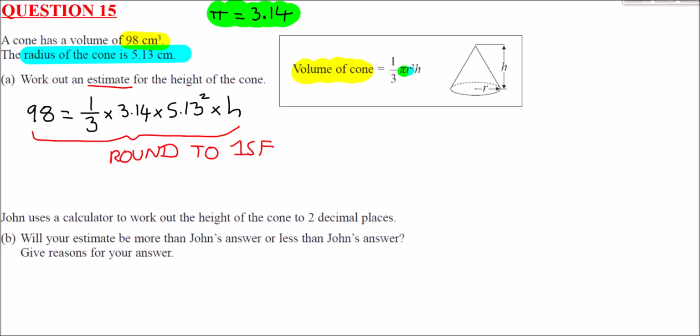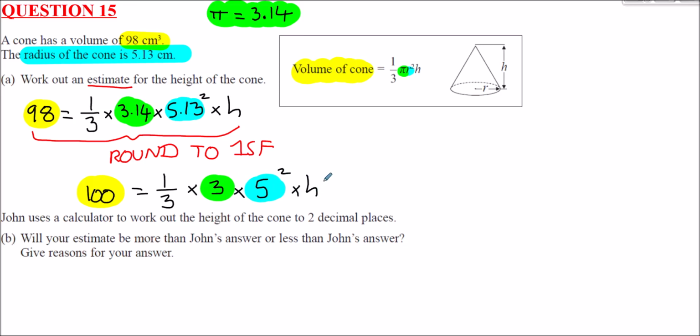So, 98, that can round to 100. We'll leave 1/3 as it is for now. Pi is 3.14. Now 3.14 is pretty close to 3, so we can call that about 3. 5.13 squared, well 5.13 is about 5, so I'm going to call that 5. So instead of 5.13 squared, I'm going to do 5 squared times h. So that's what I've got here.